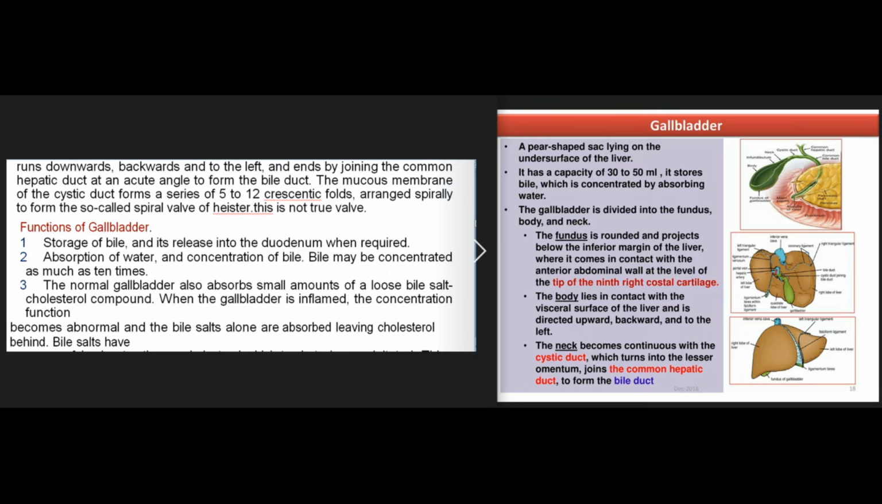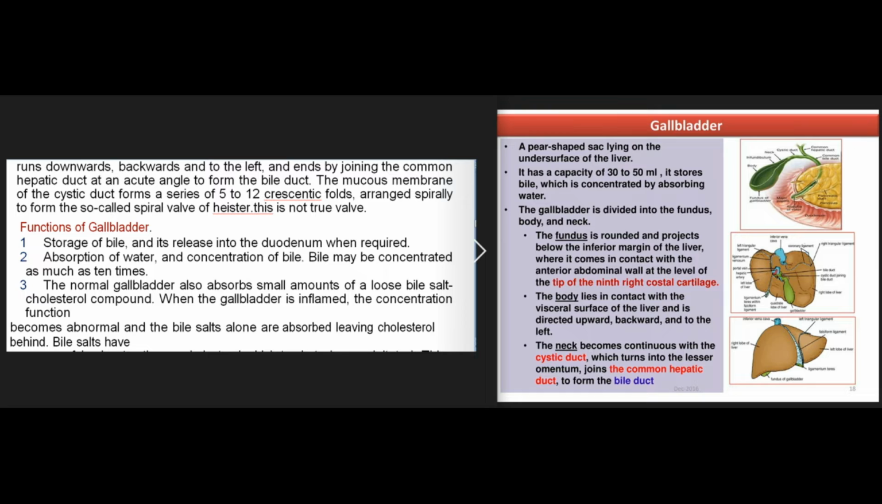Functions of gallbladder. 1. Storage of bile, and its release into the duodenum when required. 2. Absorption of water, and concentration of bile. Bile may be concentrated as much as 10 times. 3. The normal gallbladder also absorbs small amounts of a loose bile salt cholesterol compound.